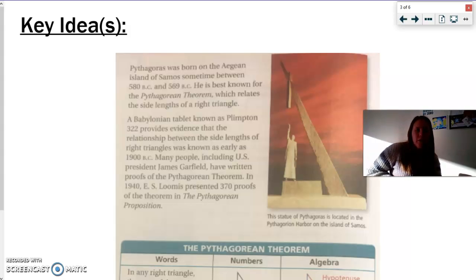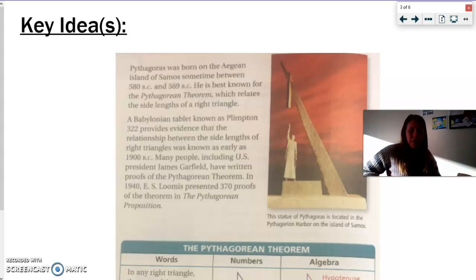Many people, including U.S. President James Garfield, have written proofs of the Pythagorean theorem. In 1940, E.S. Loomis presented 370 proofs of the theorem in The Pythagorean Proposition. So that's a little background history on this theorem, that it's been around for a while. Pythagoras came up with it, but then they're even talking about how some other scientists, a president, a mathematician have also verified and made sure that this indeed does work. And so that's what they're talking about, those proofs.